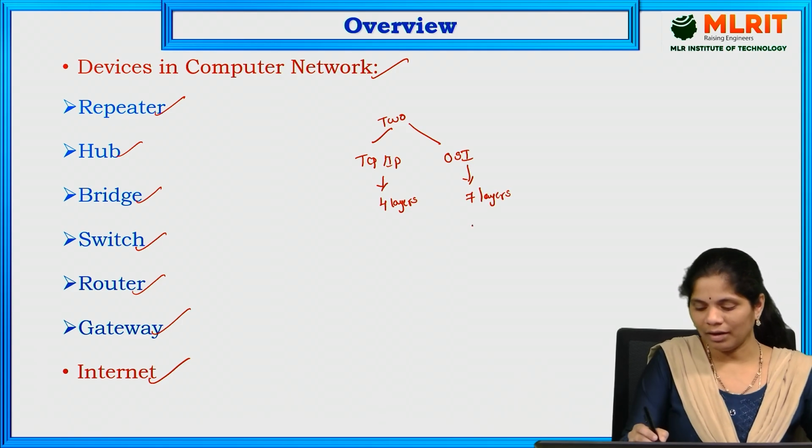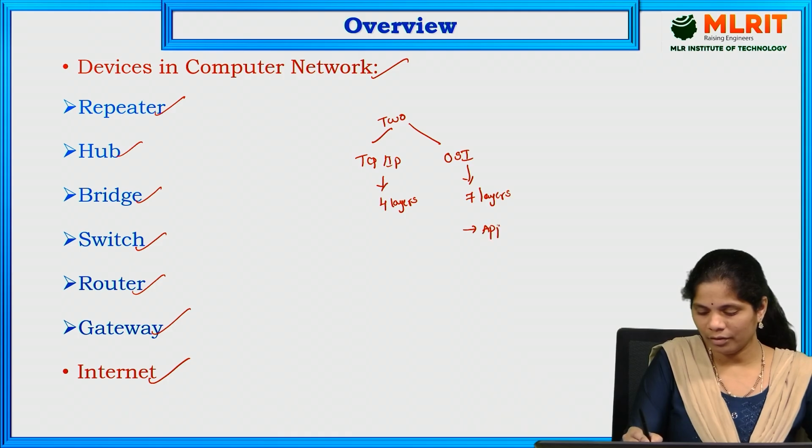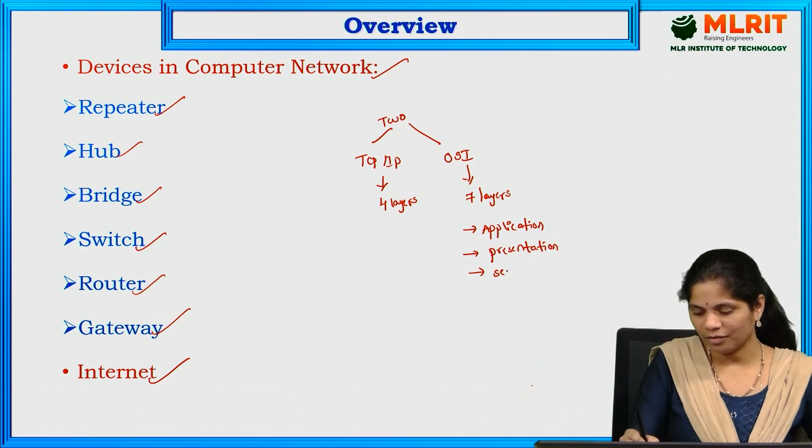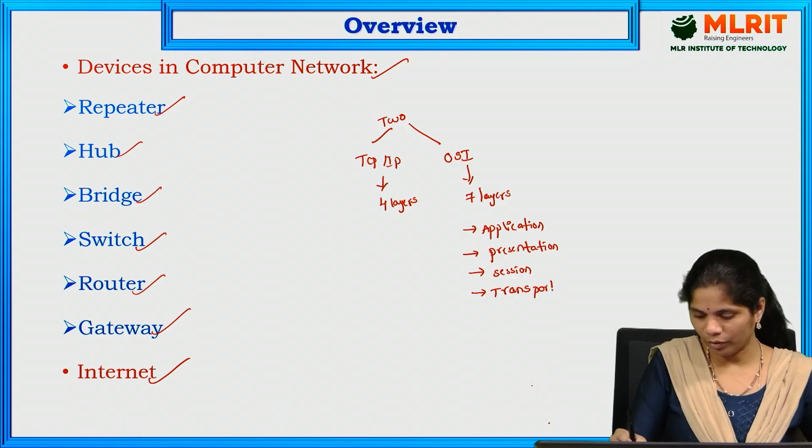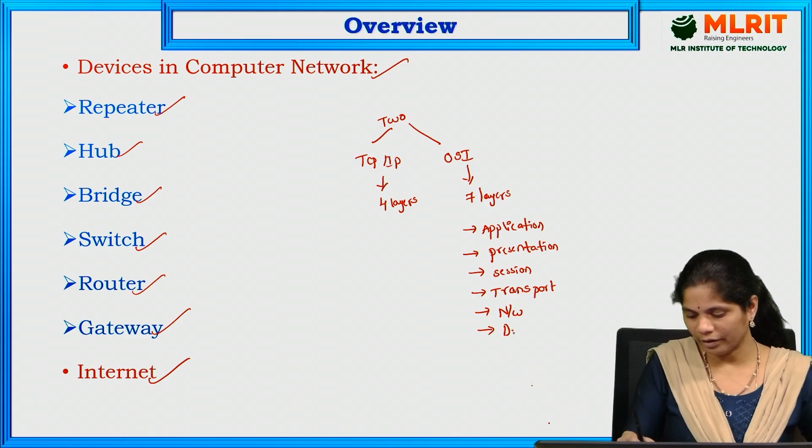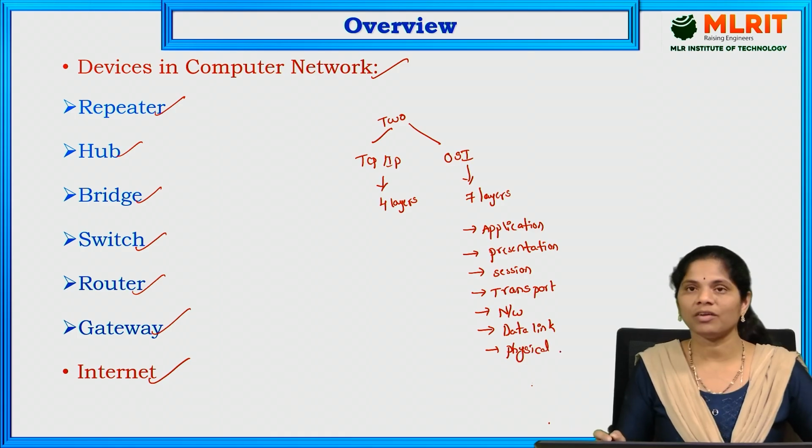So these 7 layers are the application layer, presentation layer, session layer, and next one is the transport layer, and next one is the network layer, and next one is the data link layer, and the final one is the physical layer. These are the 7 layers we use in the OSI reference model.